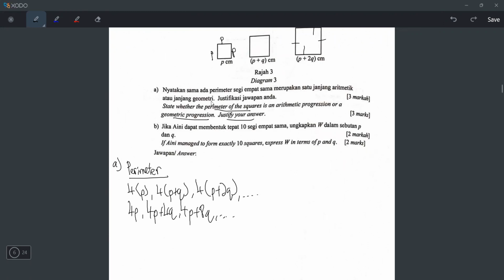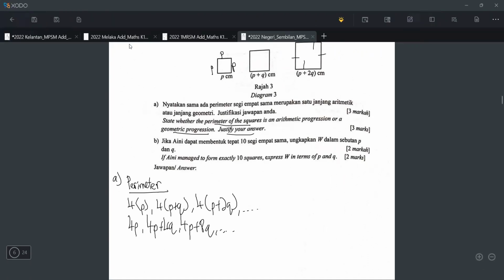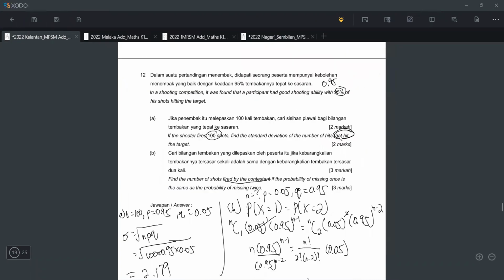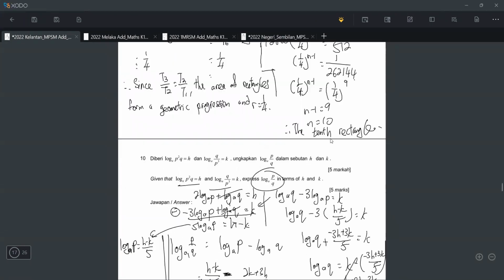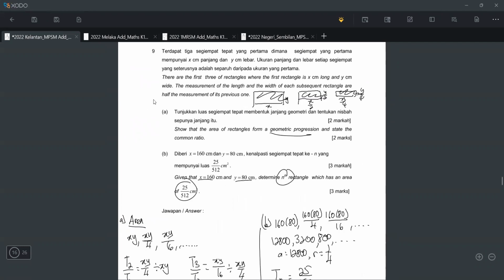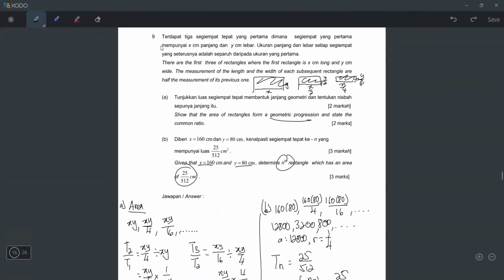And if you read the question, they ask you to state whether this one is arithmetic or geometric. So how to show that it's arithmetic or geometric? Actually, they like to ask this in trial. Let me show you. This reminds me of the Kelantan paper, I think. So I'll show you quickly. So where is the Kelantan paper? Okay, not this question. Okay, this one. And this is also one of the Maths trials, but it's for the Kelantan trial.